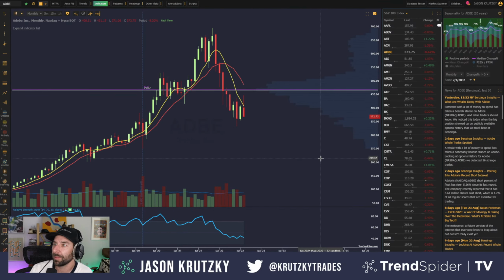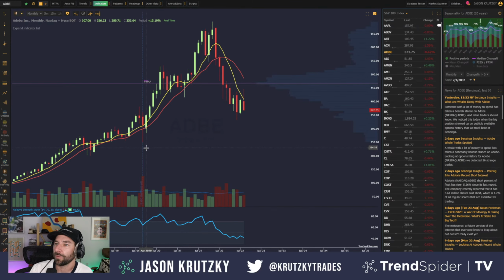Adobe here looking pretty rough. Anchored VWAP from the COVID lows. The POC and the VWAP are pretty much at the same level, that 472 level. They failed it. They back tested it. They failed it. And they just keep making new lows here. So pretty ugly. Not what you want to see if you're long Adobe here.